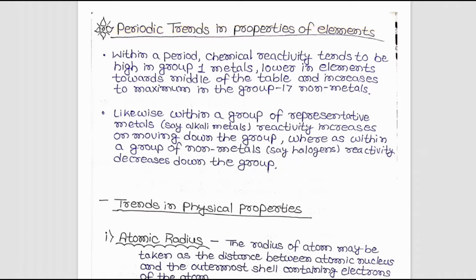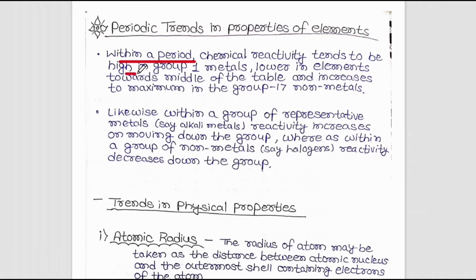Here, within a period, the chemical reactivity tends to be high in group 1 metals and lower in the elements towards the middle of the table, and it increases to a maximum in the group 17 non-metals. And likewise, within a group of representative metals, say alkali metals, the reactivity increases on moving down the group, whereas within a group of non-metals, such as halogens, the reactivity decreases down the group.